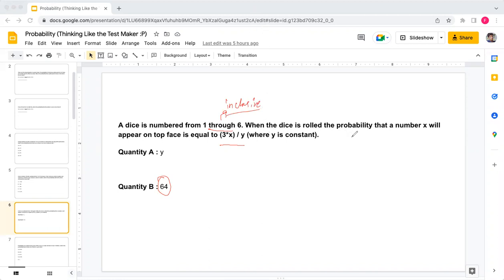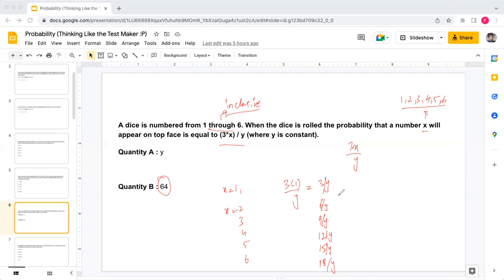And when the dice is rolled, the probability that the number x will appear on the top, right? So x will be 1, 2, 3, 4, 5, and 6, because there are 6 options on the top, which is equal to 3x by y. Now when x is equal to 1, what is the probability? That will be 3 into 1 divided by y, which is 3 by y. When x is equal to 2, 3, 4, 5, and 6, this will be 6 by y, 9 by y, 12 by y, 15 by y, and 18 by y, right?